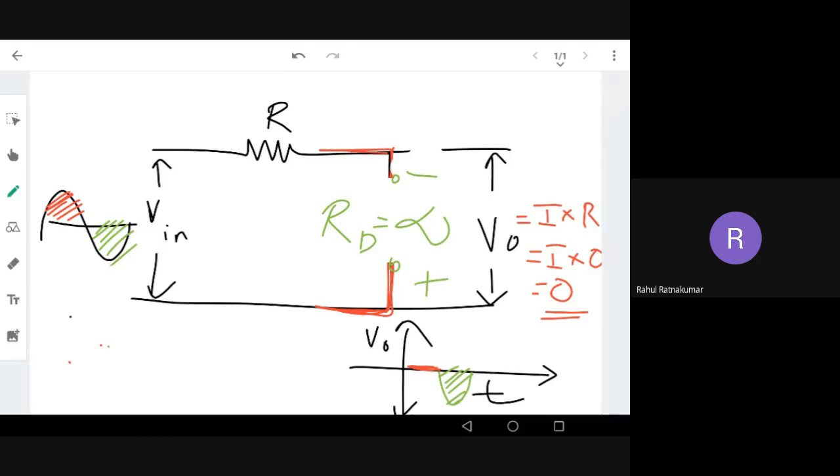Okay, so this continues and I'll get a negative waveform in the output. This is called a positive clipper. I'm clipping out the positive voltage, so I'm getting a negative waveform only in the output. All the positive waveform has been clipped, so this is called a positive clipper. Right now we are considering an ideal diode.